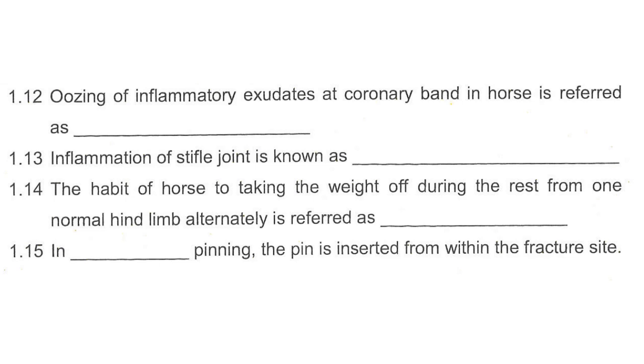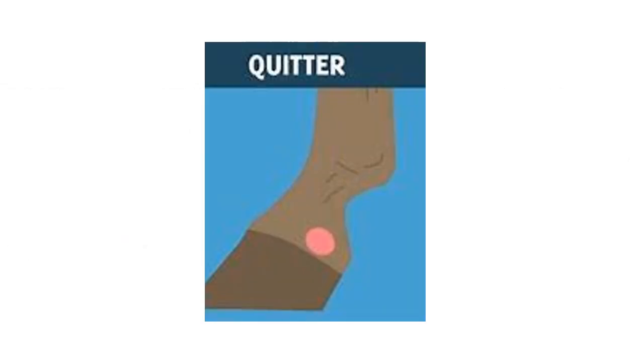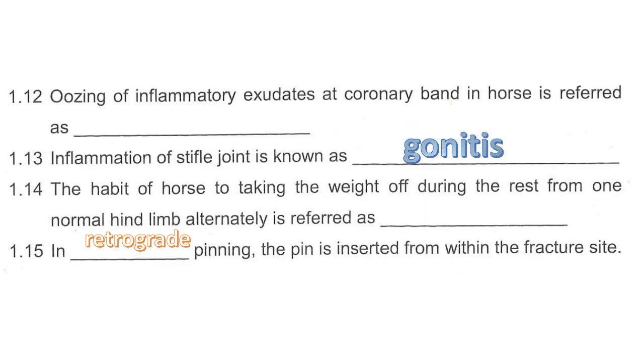Then, oozing of inflammatory exudate at the coronary band in horse is referred to as quittor. Here in the picture you can see the pinkish spot, the coronary band, and from here the condition occurs. Then, inflammation of the stifle joint is known as gonitis. The habit of a horse taking the weight off during rest from one normal hind limb to the alternate one, it might be the camped behind condition.